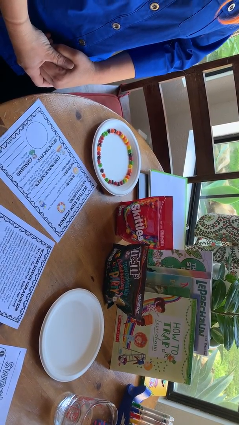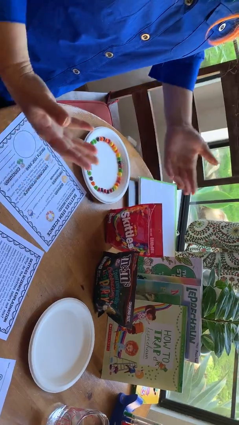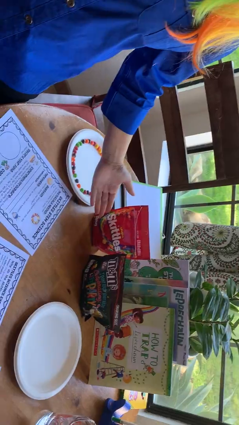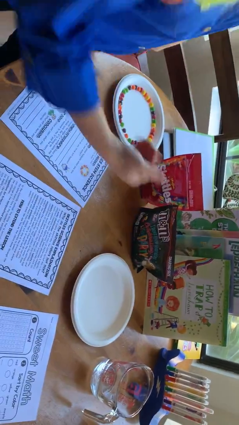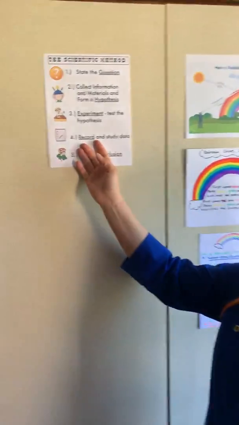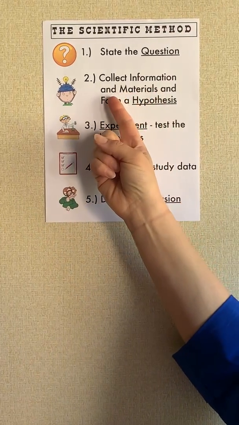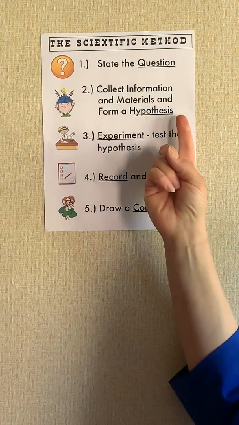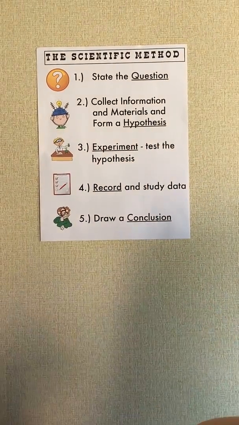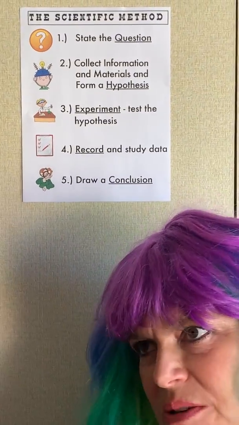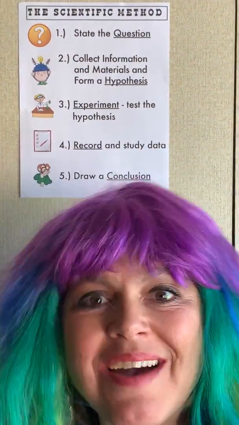So then we ask, what will happen when you mix water and Skittles or water and M&Ms? Let's look up at our sign here really quick, our poster on the scientific method. So we asked a question, and the next thing we do is we collect information and the materials, which we saw, and form a hypothesis. So I'm going to say, what do I think is going to happen? I hypothesize there'll be an explosion. Well, let's find out. Come on over and experiment with me.